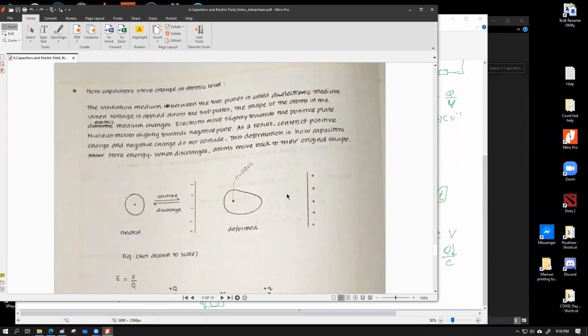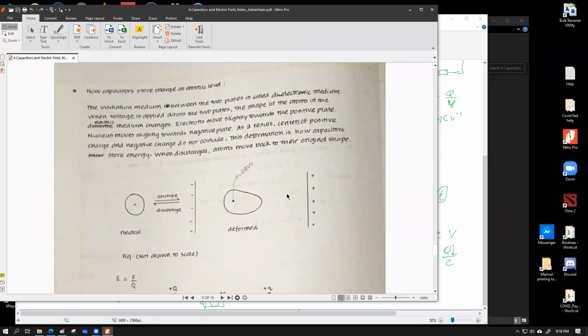Whenever we apply the voltage, this voltage is going to affect the electron and the nucleus of those atoms individually. The entire electron cloud is going to be attracted towards the positive plate, and the nucleus is going to be attracted towards the negative plate. So they are going to become slightly elliptical, or you can say more like an egg shape, where the pointy head of the egg is the electron cloud getting shifted towards the positive plate, and the nucleus is going to be shifted towards the negative plate.